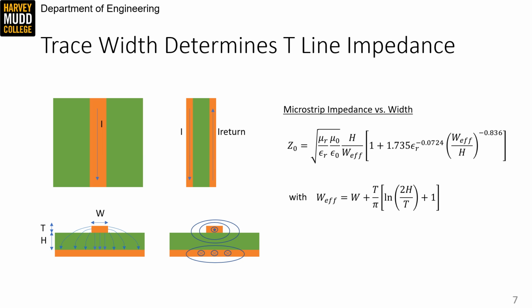You can combine these effects to calculate the characteristic impedance of a microstrip, and the equation that does that is shown on the right. The ratio of trace width to stack-up separation appears prominently in these equations as this sort of H over W effective ratio, which shows up twice.